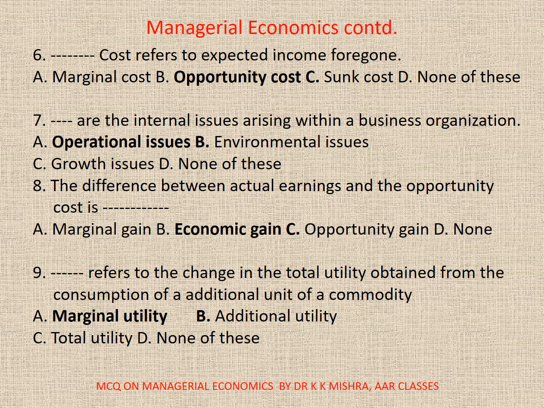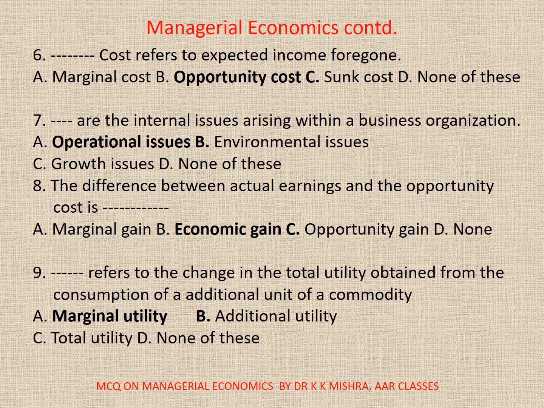7. Dash are the internal issues arising within a business organization. A, operational issues, B, environmental issues, C, growth issues, or D, none. The correct option is A, operational issues. 8. The difference between actual earnings and the opportunity cost is A, marginal gain, B, economic gain, C, opportunity gain, or none. Correct option is B, economic gain.